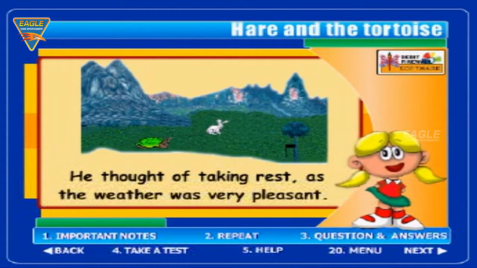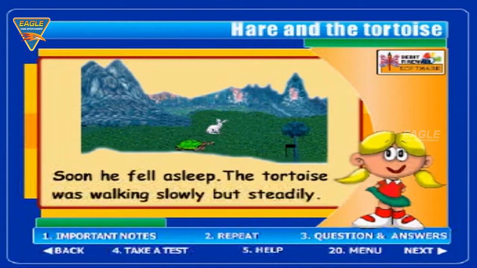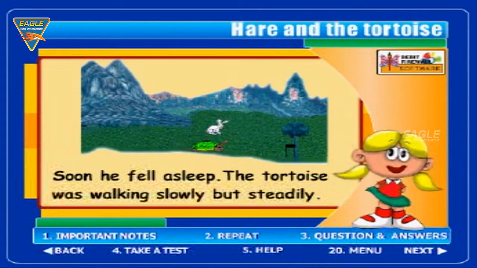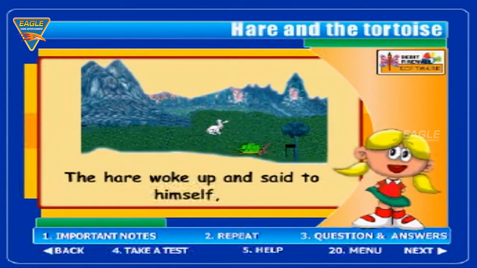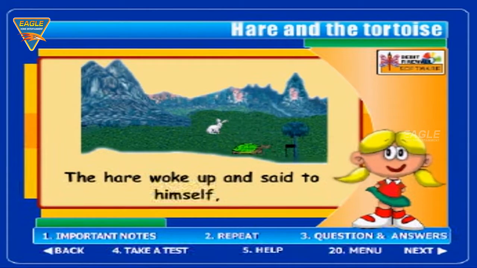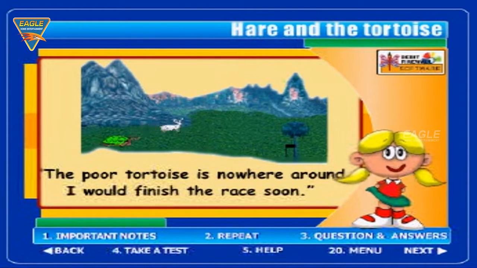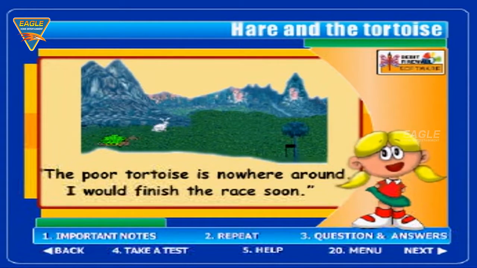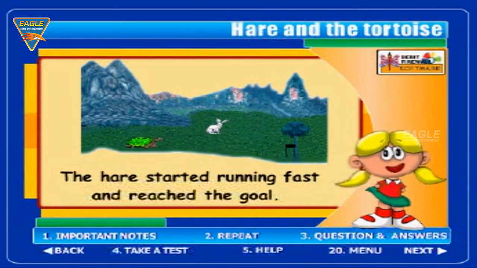He thought of taking rest, as the weather was very pleasant. Soon he fell asleep. The tortoise was walking slowly but steadily. The hare woke up and said to himself, "The poor tortoise is nowhere around. I would finish the race soon." The hare started running fast and reached the goal.